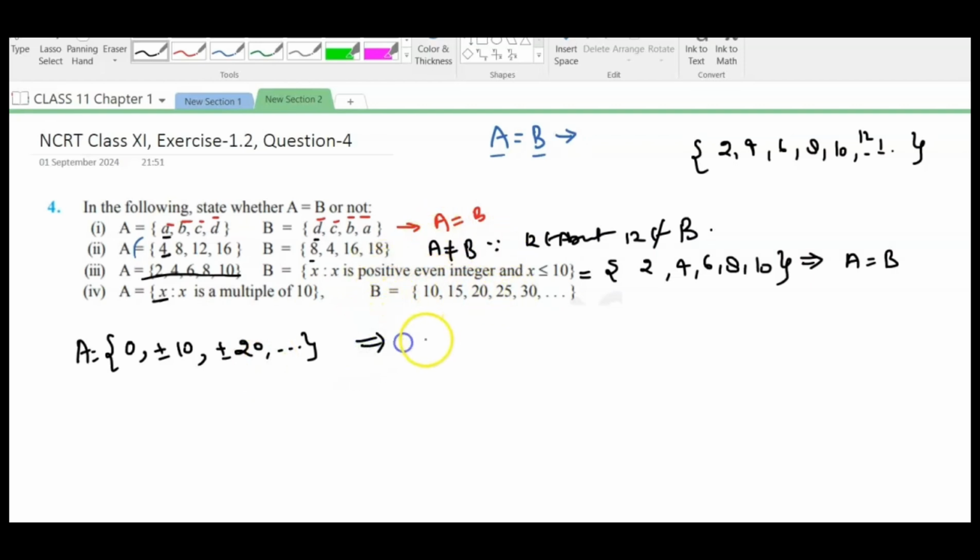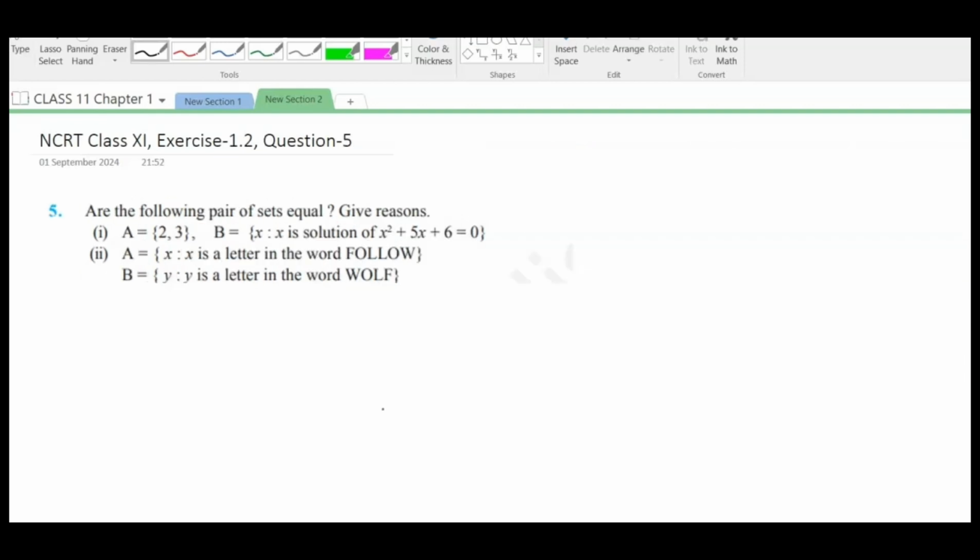And therefore, A is not equal to B. So, first and third are equal. And in the second and fourth parts, the sets are not equal. Okay, let's see the next question.